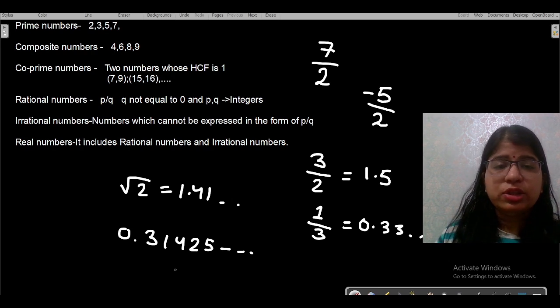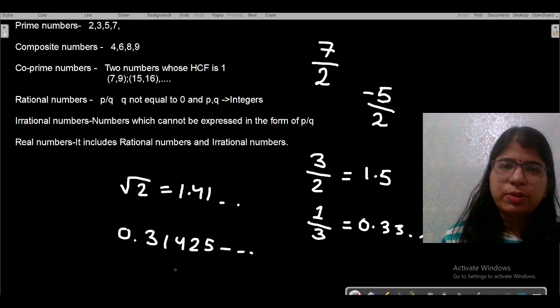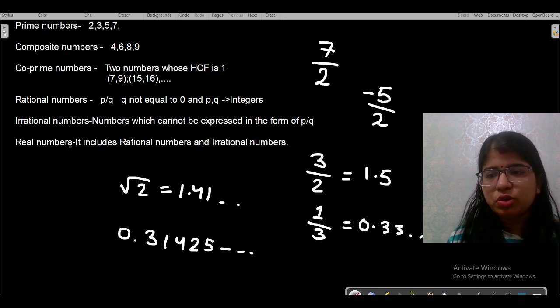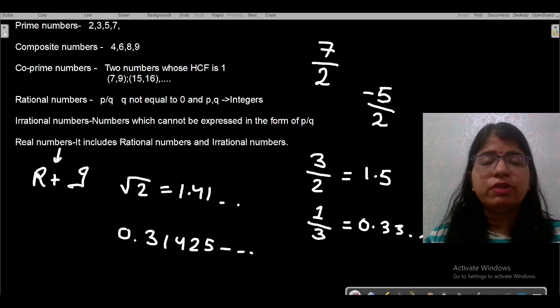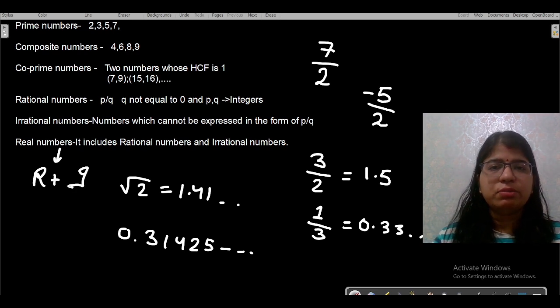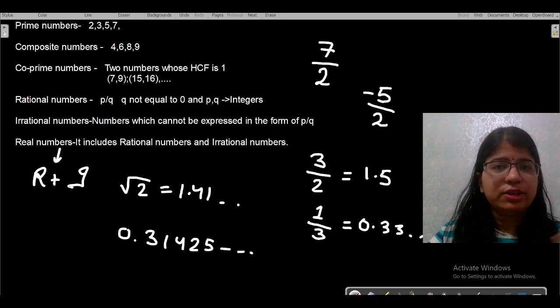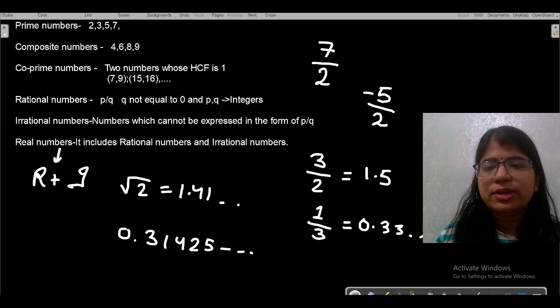The numbers which cannot be expressed in the form of P by Q will be irrational numbers. Now what are real numbers? Real numbers are the collection of both rational numbers and irrational numbers. So if you give me any number, I will say that it is a real number, because any number will be a rational number or an irrational number. So we can say all numbers are real numbers.